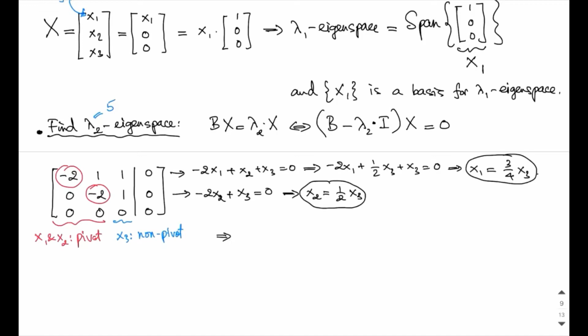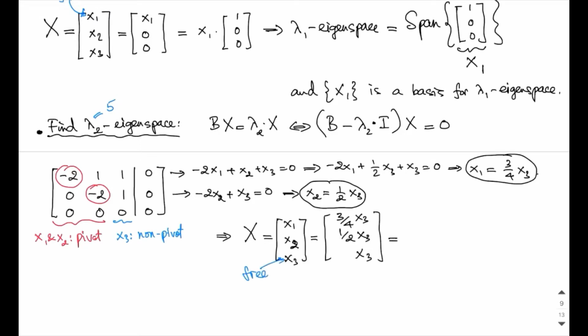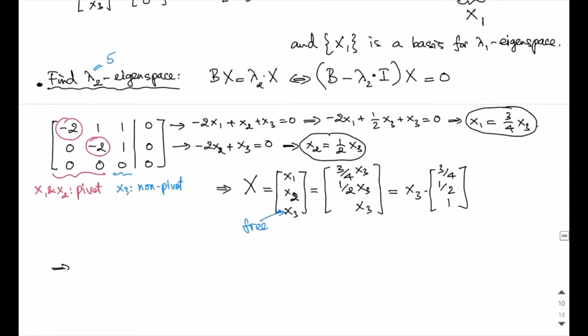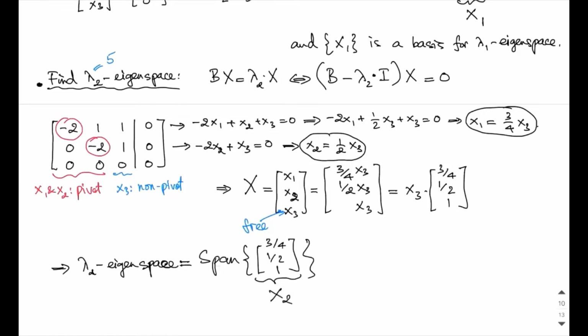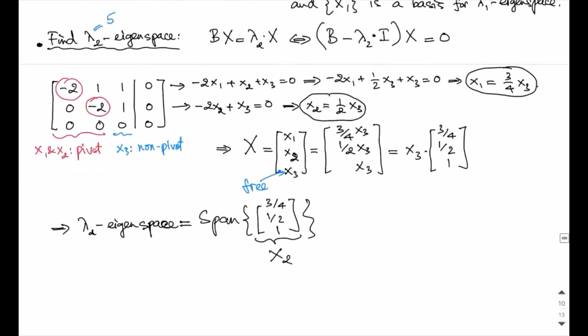You know immediately that every vector in the lambda 2 eigenspace is going to be of the form... That means every vector in the lambda 2 eigenspace is just a scalar multiple of the vector 3 over 4, 1 over 2, and 1. In other words, this implies that the lambda 2 eigenspace is equal to the span of that only one vector. If you call that one vector capital X2, then you even know a basis for the lambda 2 eigenspace.